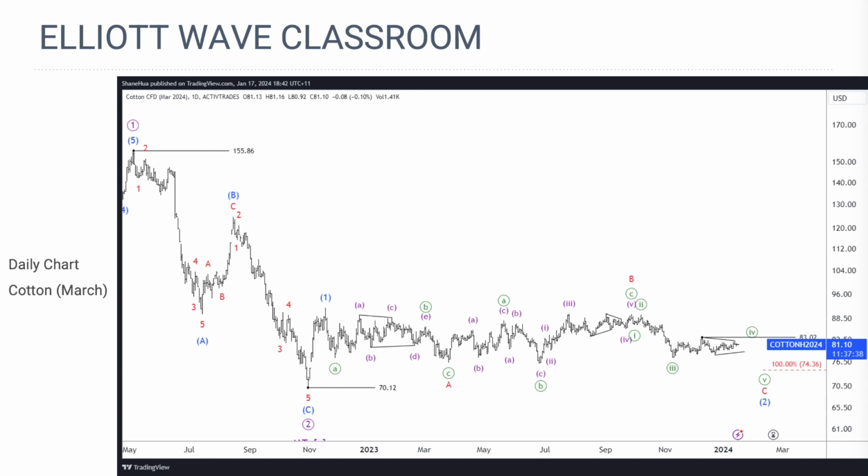Okay, I updated you on cotton, and I think we have a good enough trading position, to manage risks in the best way.